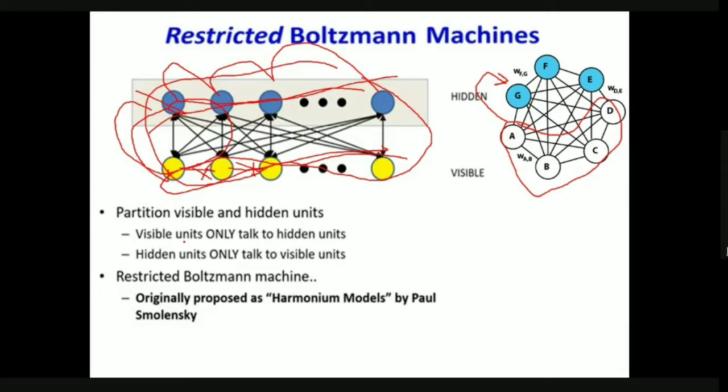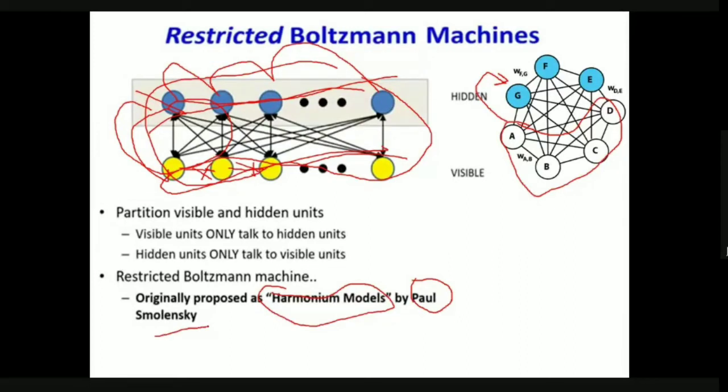Generally, this restricted Boltzmann machine was originally proposed by Paul Smolensky. Originally, the restricted Boltzmann machine was called the harmonium model, which was proposed by Paul Smolensky.